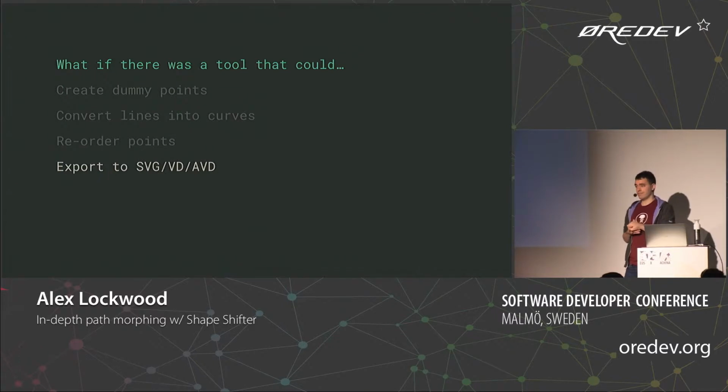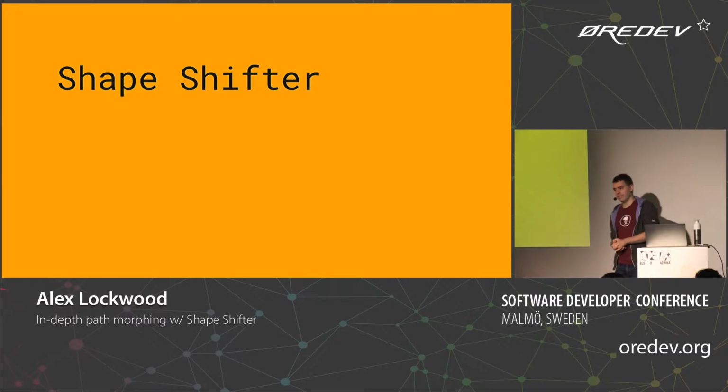And lastly, once you do all that, you export to SVG if you're on the web, or export to vector drawable or animated vector drawable for Android, and you're done. And this was how the idea of Shapeshifter was born, which was a tool I wrote a couple years ago to alleviate all of these issues.